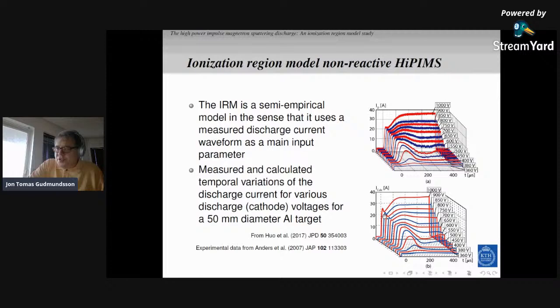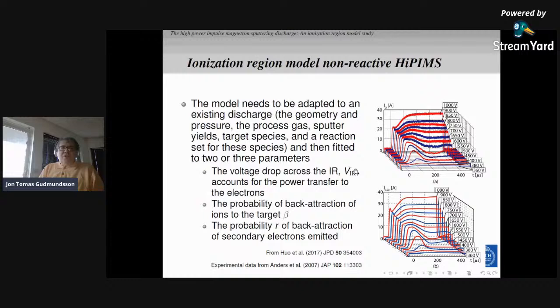And this we do by fitting a few fitting parameters. These experimental values are taken from a well-known paper by Andre Anders from 2007, and we just use their measured values and try to model this. So the model is adapted to an existing discharge. We take the geometry, the pressure, the process gas, the sputter yields, target species, and the reaction set for these species into the model, and then we fit three parameters. Actually, usually we only fit two. Sometimes we need the third one.